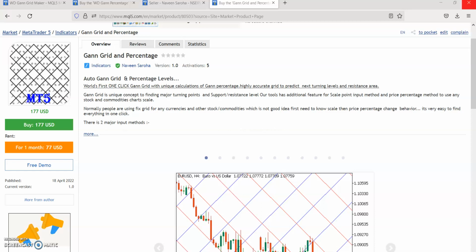This is part 2 of Gann grid: how to apply the Gann grid and how to use it on different time frames and different values. And believe me, it's a first product in my whole career and in the history of MQL blogs. It's the first auto dynamic grid maker, Gann grid maker.